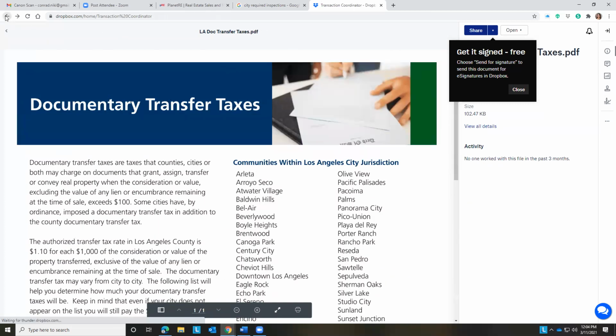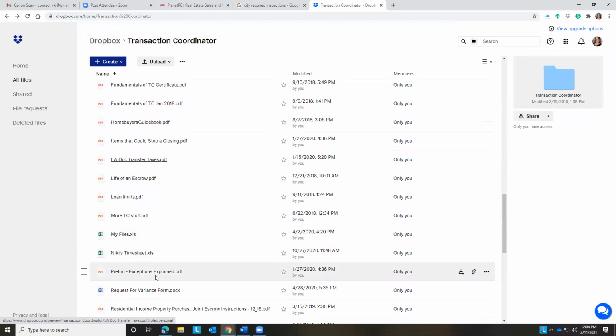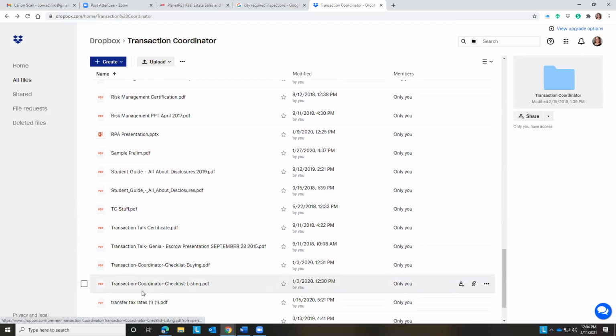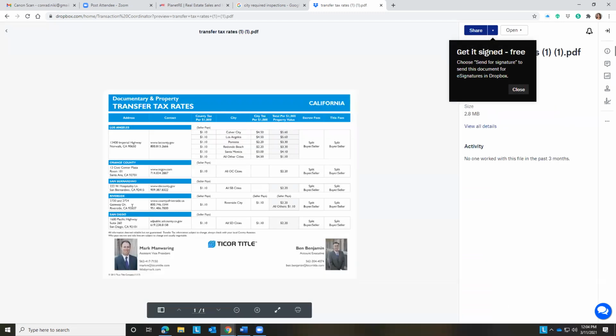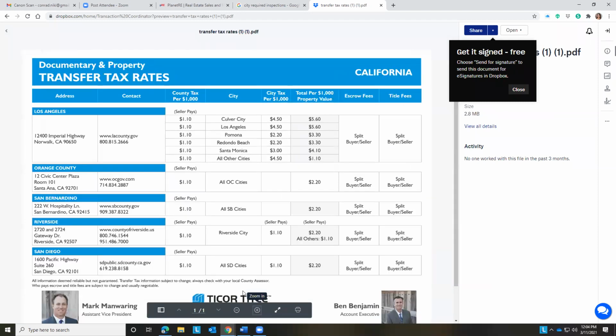I also have another form from Tycor, somewhere in here. Transfer tax rates. There we go. Tells me what the county tax is, tells me what the city tax is. All Orange County cities pay $2.20 per $1,000 for the city and $1.10 for each $1,000 for the county.